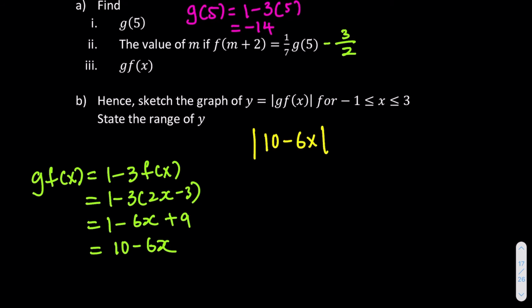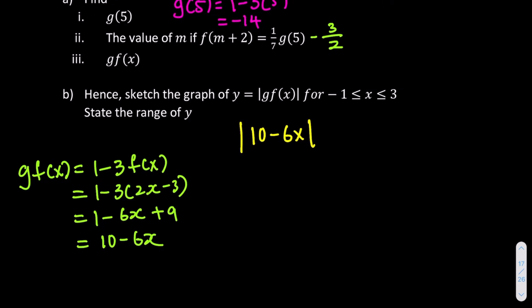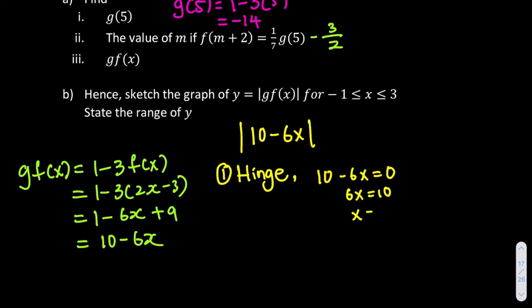So how do we do it? Whenever we deal with this kind of modulus, or absolute value function graph, the first step is we want to find a hinge. So how to find a hinge? Very easy. Just put whatever is inside the vertical bars equal to 0. So 10 minus 6x is 0. So 6x is equal to 10. So x is equal to 10 over 6, or we can say that this is basically just 5 over 3.